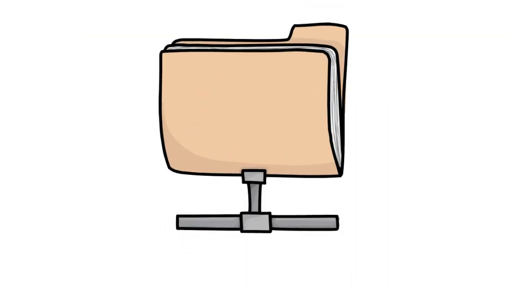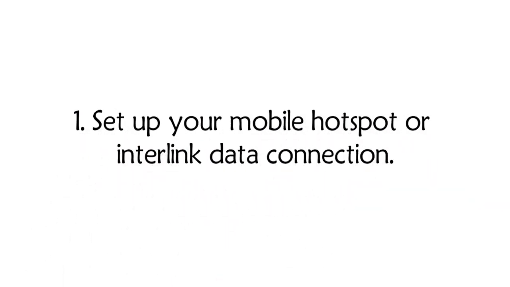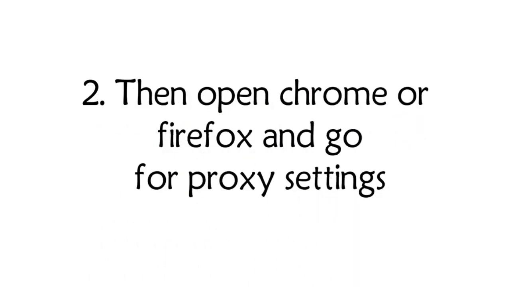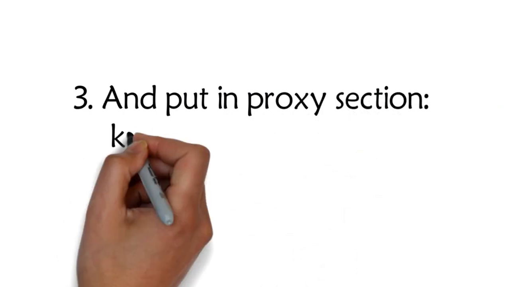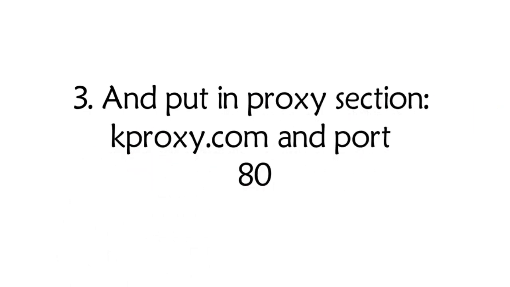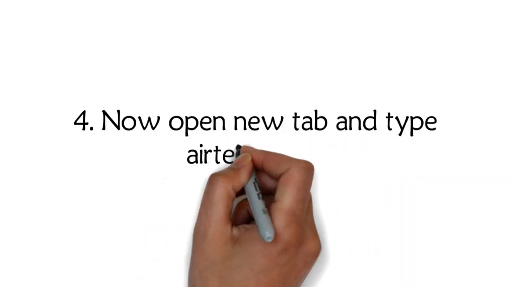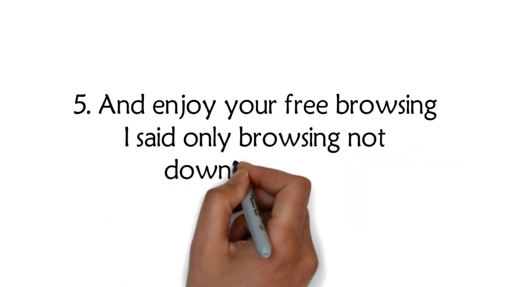As you are using Airtel, you can simply follow the settings below. 1. Set up your mobile hotspot or internet data connection. 2. Then open Chrome or Firefox and go to proxy settings. 3. In the proxy section, put proxy.com and port 80. 4. Now open a new tab and type airtelive.com. 5. And enjoy your free browsing.